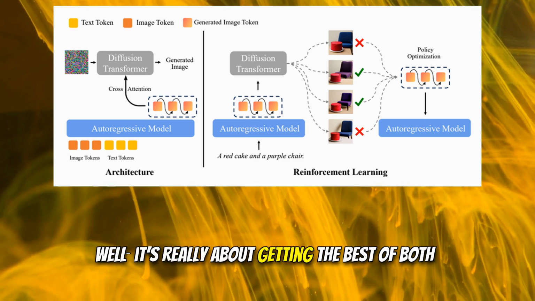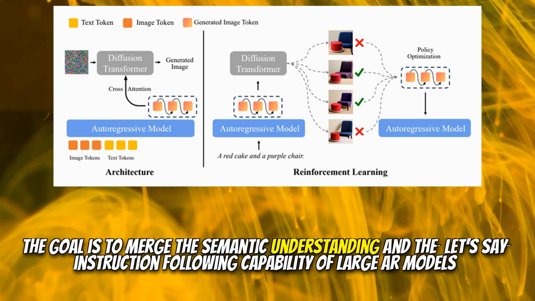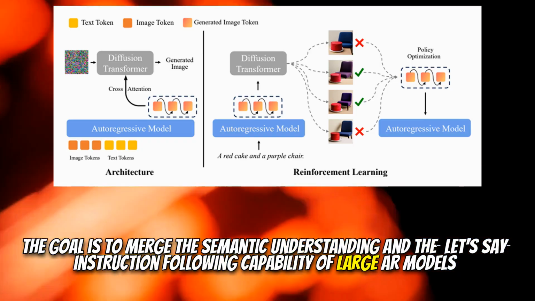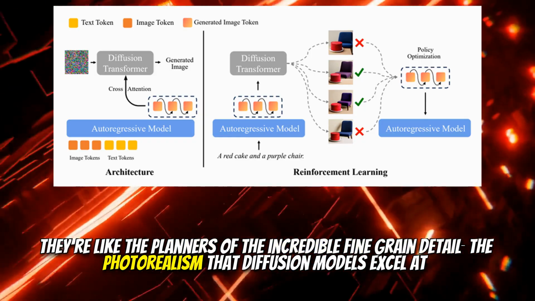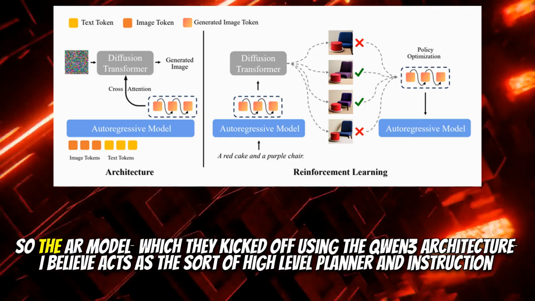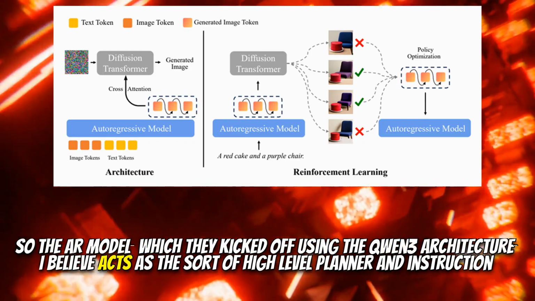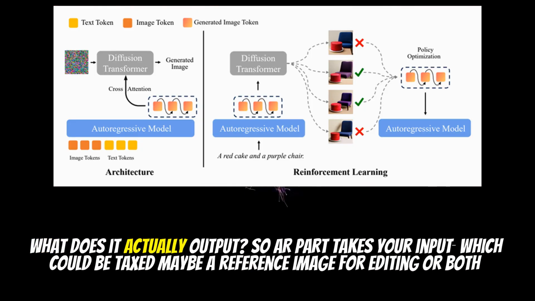Well, it's really about getting the best of both. The goal is to merge the semantic understanding and the, let's say, instruction-following capability of large AR models, they're like the planners, with the incredible fine-grained detail, the photorealism that diffusion models excel at. So the AR model, which they kicked off using the Qwen 3 architecture, I believe, acts as the high-level planner and instruction interpreter. What does it actually output?